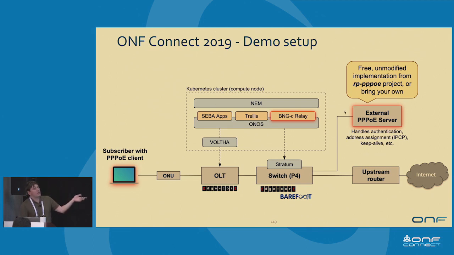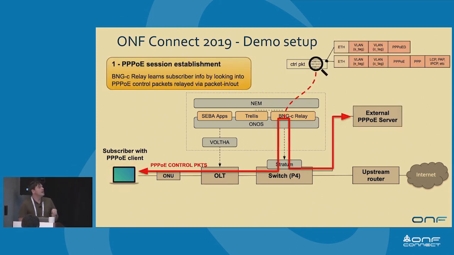We have an external PPPoE server. This is an unmodified server from an open source project called RP-PPPoE. And we have an application on top of ONOS called BNGC Relay. So the way we were able to disaggregate the BNG works this way. The first thing that the PPPoE client tries to do is to establish a session to actually access the internet.